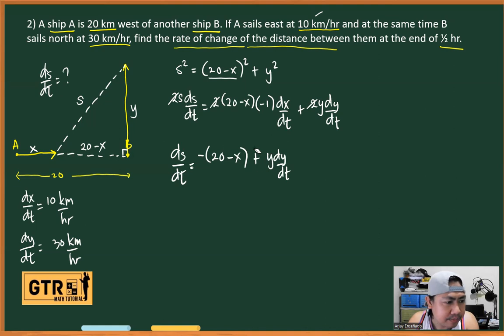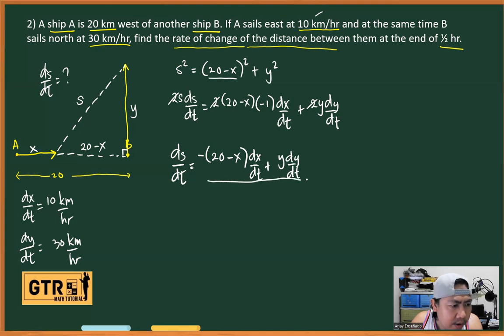So, may na-miss tayo dito sa kabila. That is dx over dt, derivative of x with respect to t, plus y dy over dt, all over s. So substitute lang natin lahat ng given natin. So meron na tayong dx dt, meron na tayong dy dt, wala pa tayong x, y, and s. So isosolve pa natin yon.